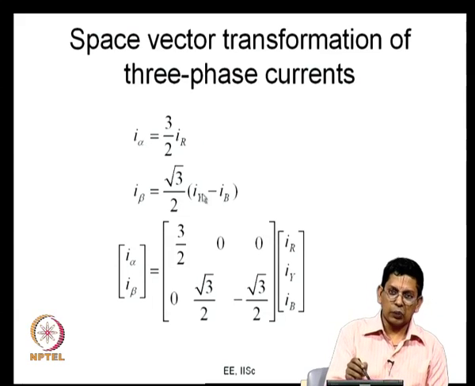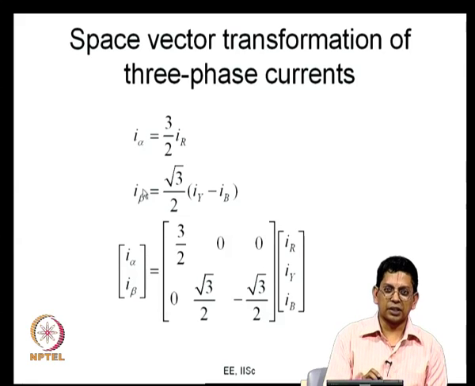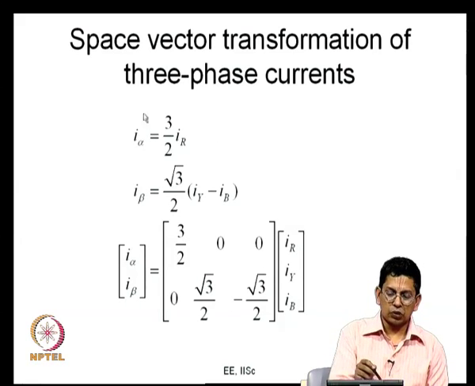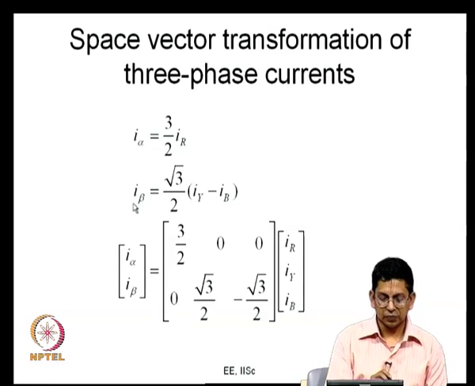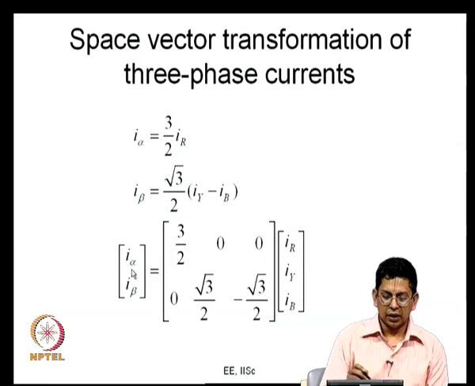So, IR, IY, IB, though a 3 phase quantity, can be represented by 2 independent quantities I alpha and I beta. I alpha is equal to 3 by 2 times IR, and I beta is root 3 by 2 times IY minus IB. We take these orthogonal quantities such that the alpha axis is aligned with the R phase axis and the beta axis is 90 degrees ahead of the alpha axis. This is I alpha, I beta written in terms of IR, IY, IB in matrix form, and this matrix is the transformation matrix for space vector transformation.